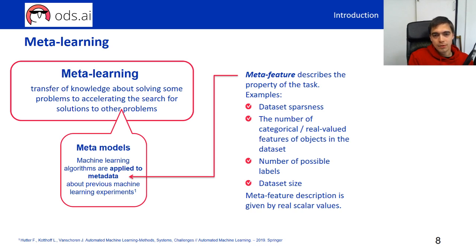Metadata or meta features describe the properties of the assigned machine learning task. Here we will use a meta feature description defined by real scalar values. Also, it's important to note that in the concept of meta-learning, the scope of the problem being solved is not important. Only the format of the presentation is important.